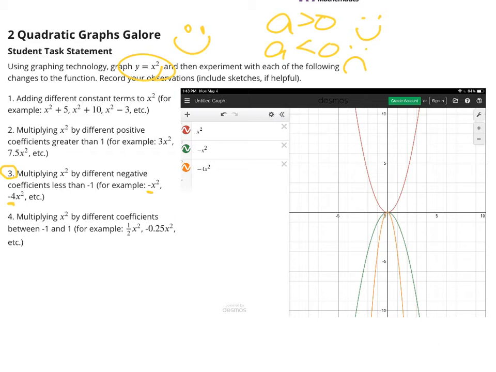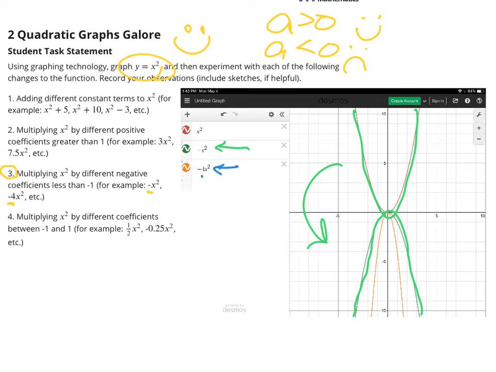So when we have just, here in green, negative x squared, it's the exact same parabola as the parent red one, except it reflects over the x-axis. It becomes happy to sad, right?